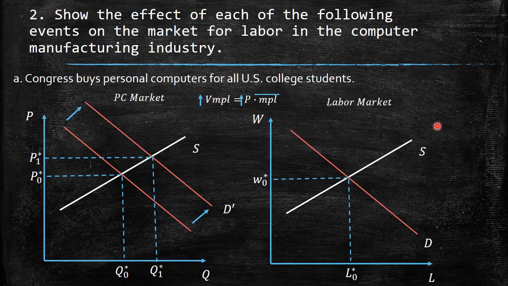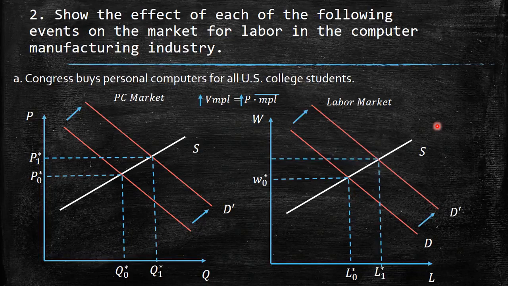Here we have the initial situation. Due to higher prices, this value of marginal productive labor, or the labor demand curve, will shift to the right. As a consequence, we will have more workers. We will hire more people in that industry, and the salary or the wage will be higher.